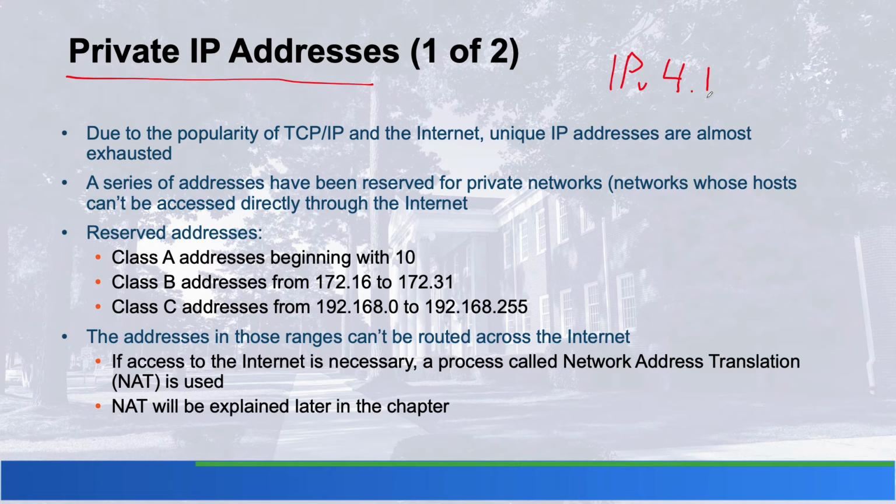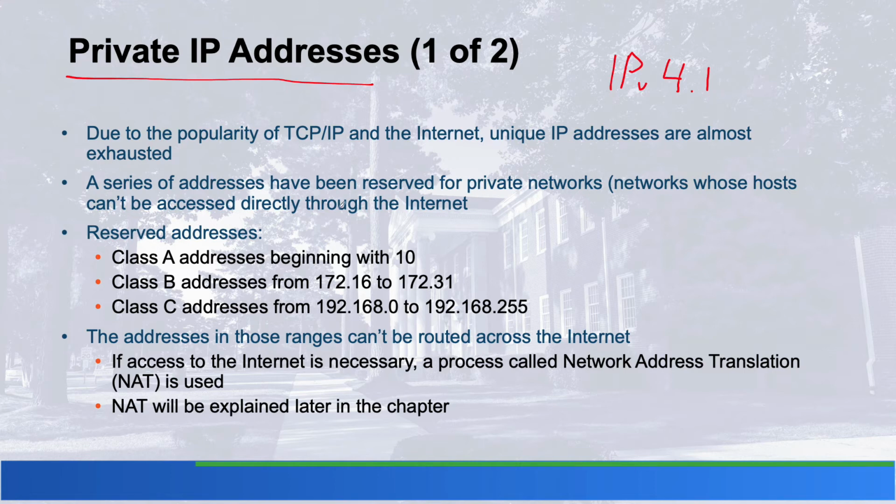That would be like having two houses in the United States with the same address. You wouldn't know who to deliver it to, right? So what we did was we said, you can use these three special ranges that we're specifying in the standard, as long as that computer never sees another computer with that address ever. So these are called private addresses.